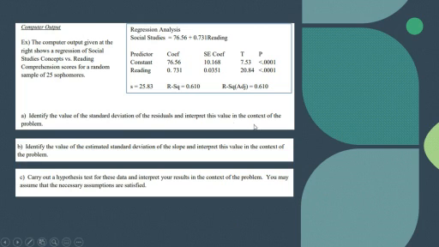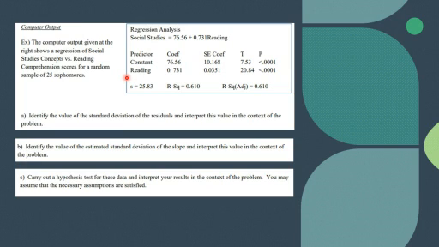So if you're looking for the standard deviation of the residuals, that is the S value. Right here, the standard deviation of the residuals is down here. So 25.83 is the standard deviation of the residuals.